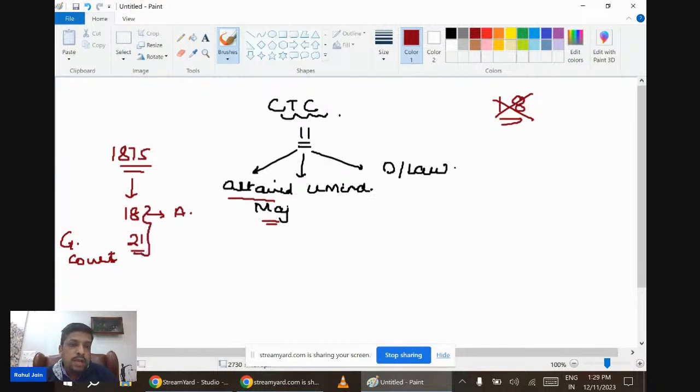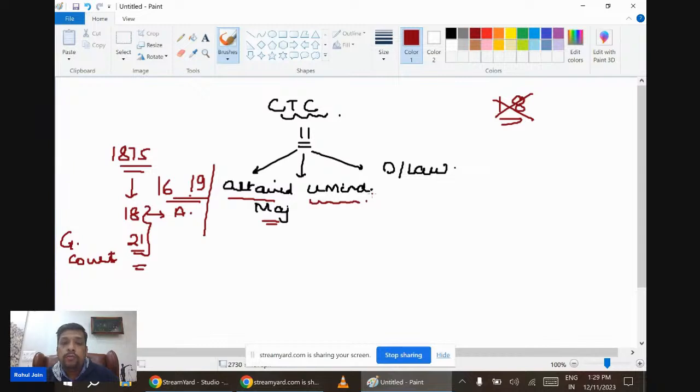If tomorrow this is reduced to 16 years or 19 years, whatsoever the situation is, then that will be applicable. Indian Contract Act is not giving the year exactly. So you need to keep in mind while attempting a paper, there might be a tricky question on this point. Number two is unsound mind.